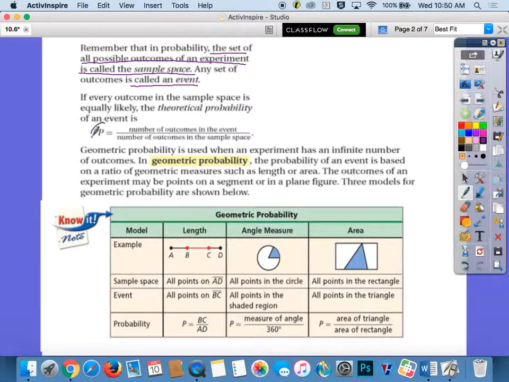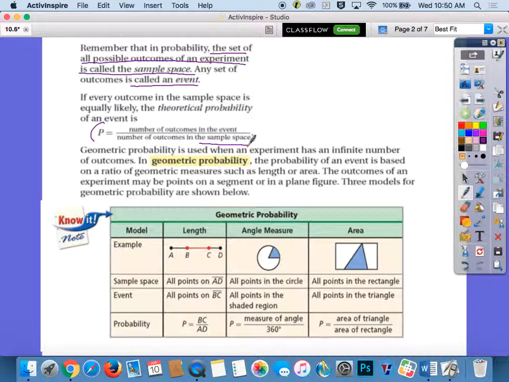So when you're trying to find the probability of something happening, it's going to be the number of outcomes in the event that you want to make happen. For example, landing on the number 1 when you have a 6-sided cube. So your number of possible outcomes is your sample space on the denominator, and the chance of landing on a 1 when you're rolling a cube is going to be your numerator.